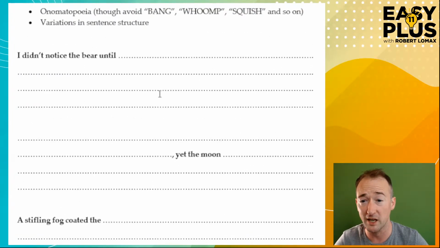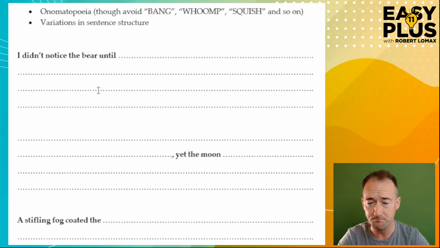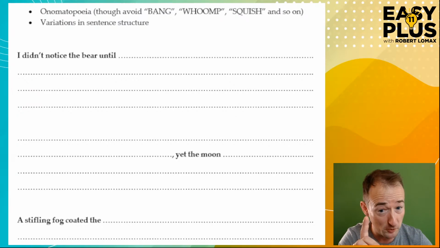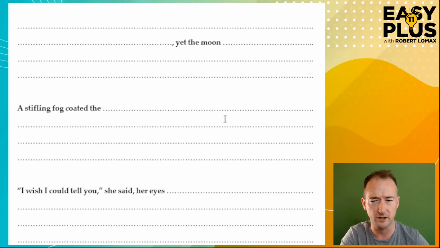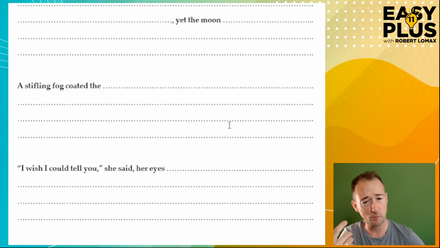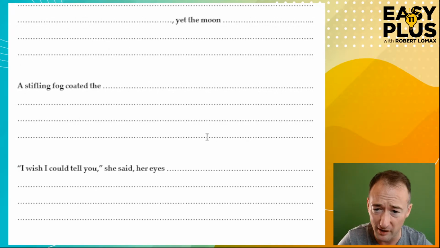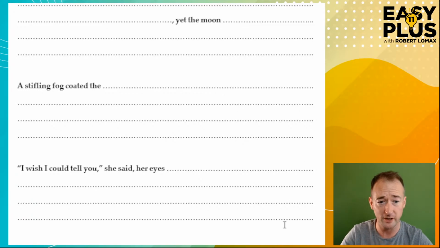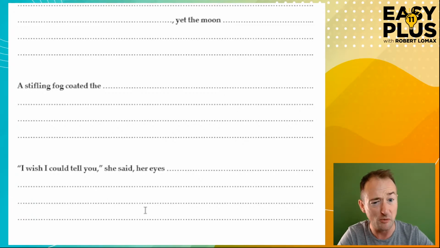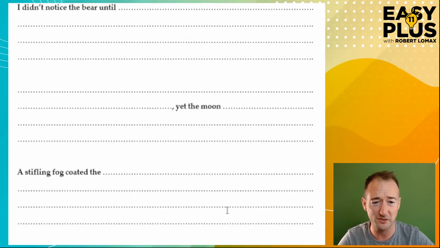We've got something that begins, "I didn't notice the bear until," and then you've got a small amount of space to write in. Then one that has the moon in the middle. Then something that begins "A stifling fog coated the...", whatever you want. And then something with some dialogue describing a human interaction: "I wish I could tell you," she said, her eyes... what were her eyes doing? You've got complete choice with these, as long as they make sense in some way in response to the stimuli that I have set for you here.